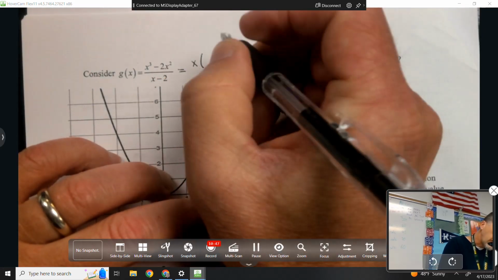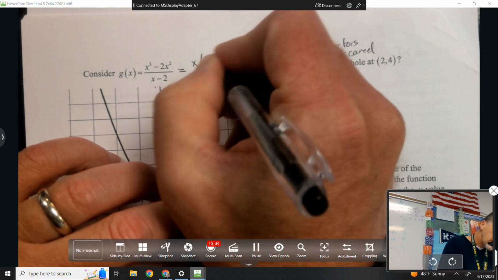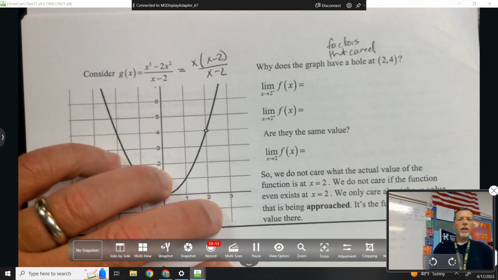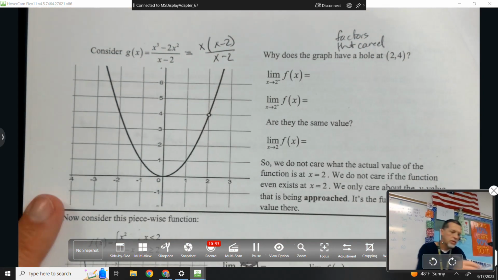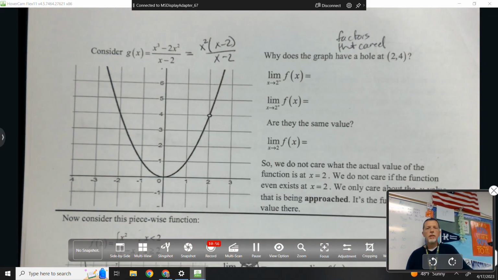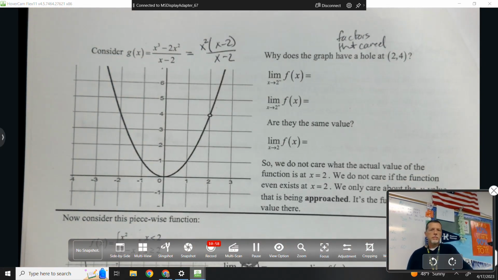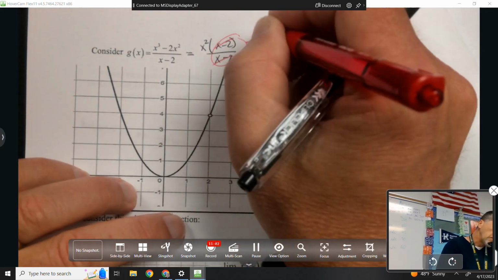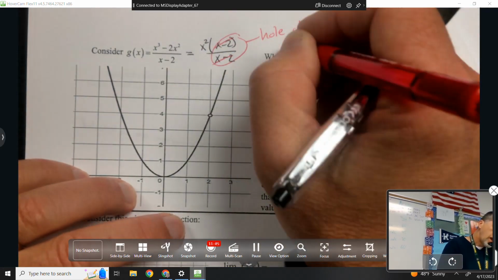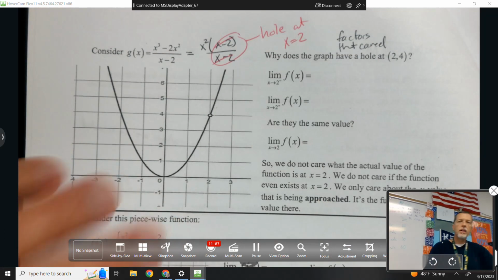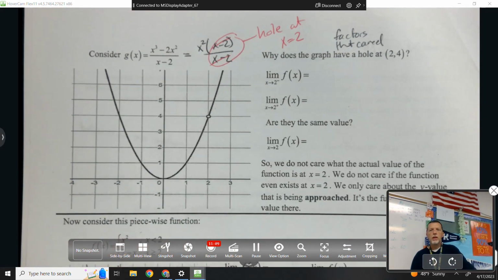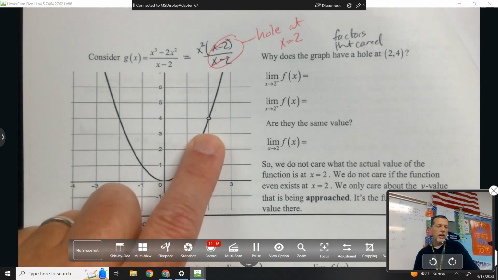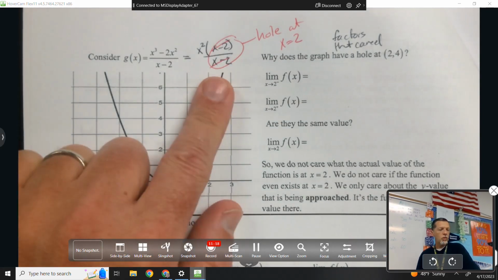So if we factor out x squared from the top, factor out x squared from the top, then the x minus 2's will cancel, and hopefully remember that that's a hole at x equals 2. Okay, that's pre-cal stuff. That's algebra stuff. We haven't talked about limits yet, but now we maybe algebraically know why there's a hole there. We can't plug in 2 because it makes the bottom 0.